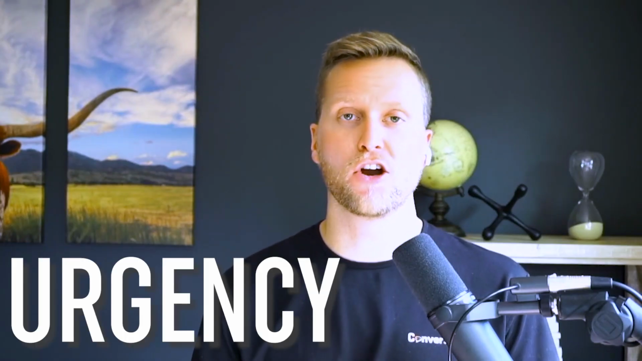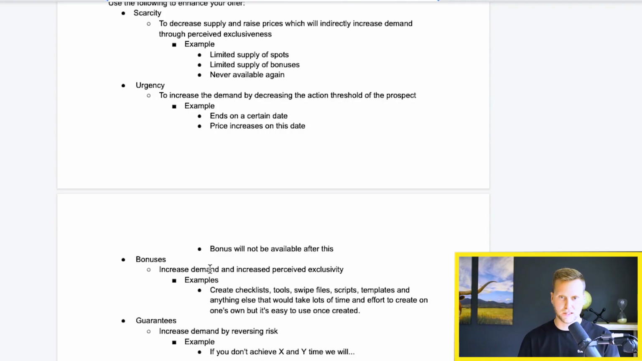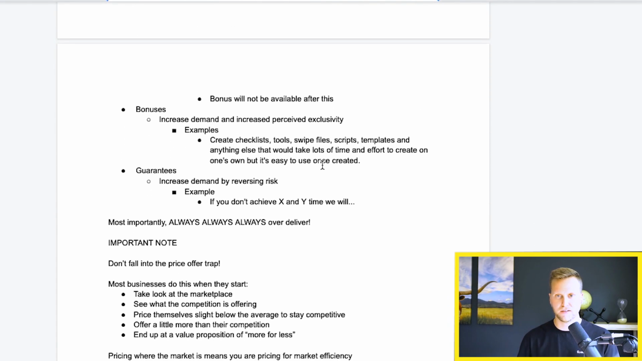Next thing is urgency. Urgency is decreasing demand by decreasing the action threshold of the product. An example would be it ends on a certain date, or prices increase after a specific date and period. Third thing is bonuses. So if we go down to the PDF here, you can see that bonuses increase the demand and increase the perceived value and exclusivity. Examples, you can create checklists, tools, swipe file scripts, templates, and anything else. And the next thing is guarantees. We like guarantees a lot.